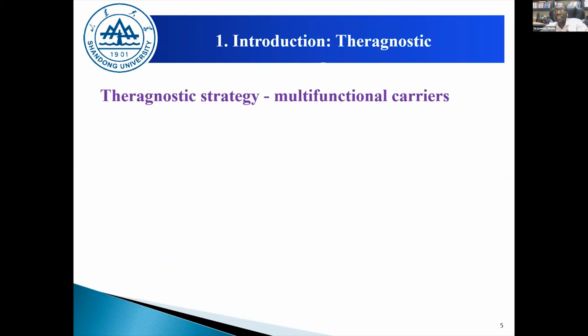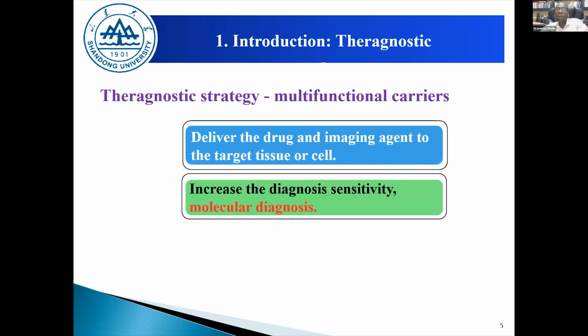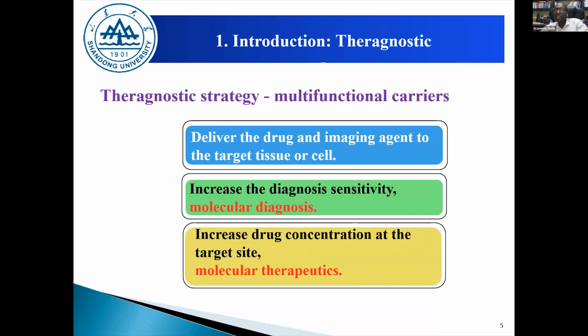Now, what strategy was in place for this therapeutic system? First, the drug, which is a therapeutic agent, and the imaging agent, both have to be delivered to the target site or the cell or the target tissue. All right. And then also what was important is that the sensitivity of the diagnostic agent is very important. So that has to be increased for easy detection. All right. And then for the therapeutic agent, the drug, the concentration of the drug must be increased at the target site, right?